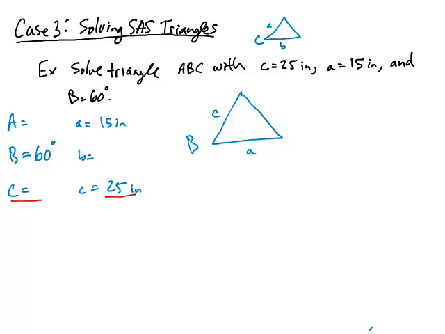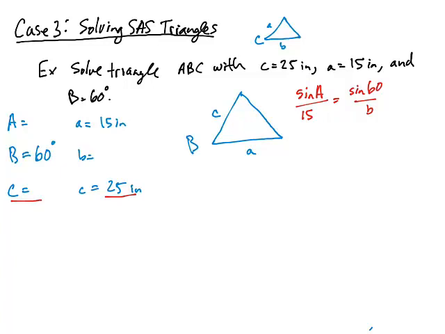So if we were to set this up using the law of sines, well, if I had sine of angle A over 15 equals sine of 60 over B, I cannot solve this proportion because there are two missing values, angle A and side B. Similarly, if I did a similar thing with angle C and side C, I'd run into the same problem.